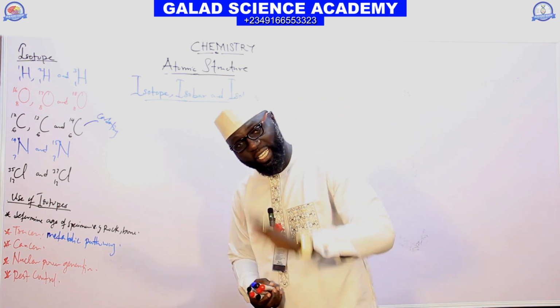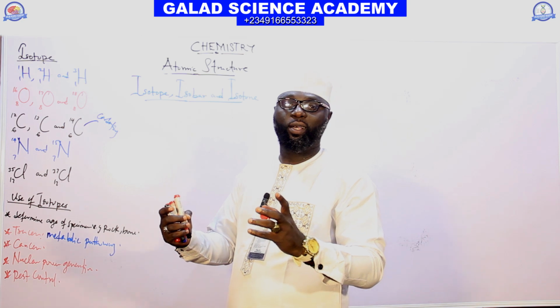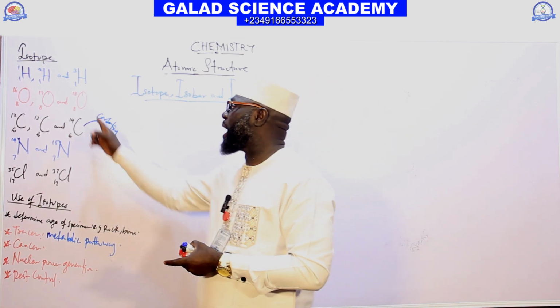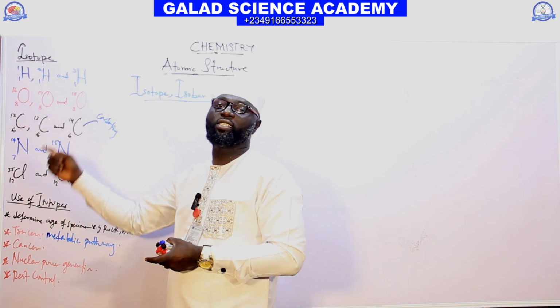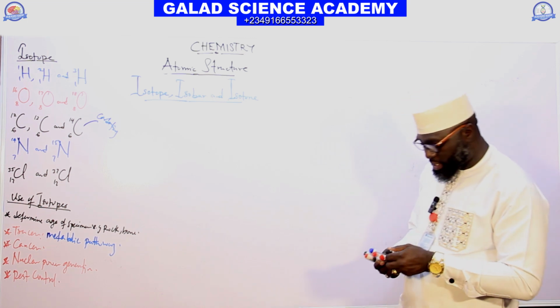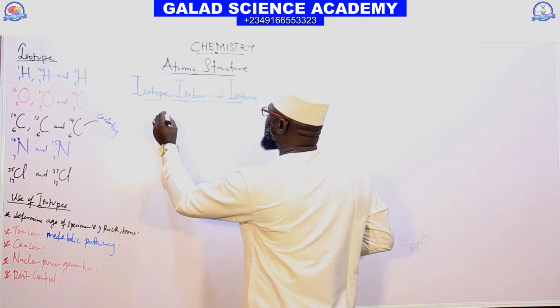That's all about isotope. The phenomenon that exists between two or more atoms of the same element that have the same atomic number, but different mass number and number of neutrons. So the next one that we need to check now is, let us look at isobar.